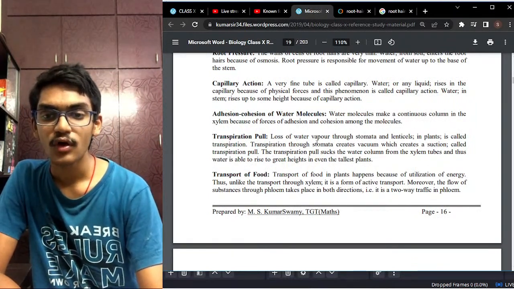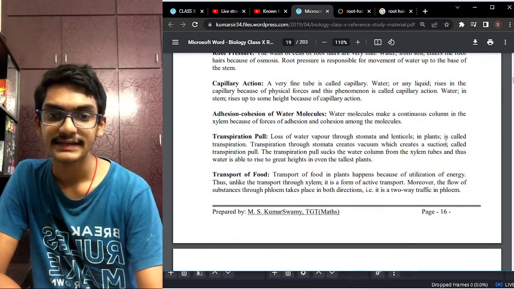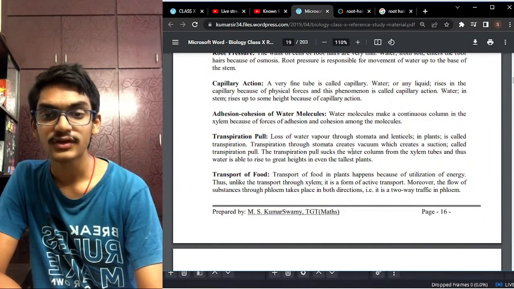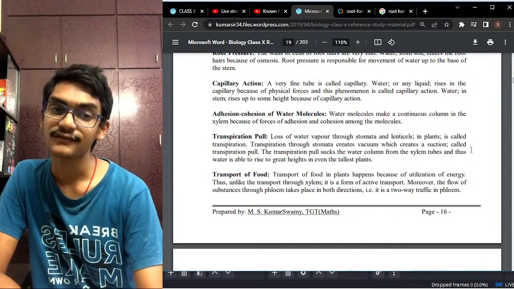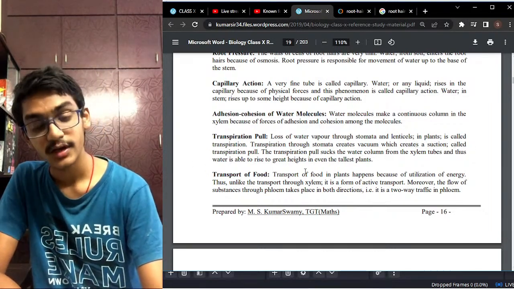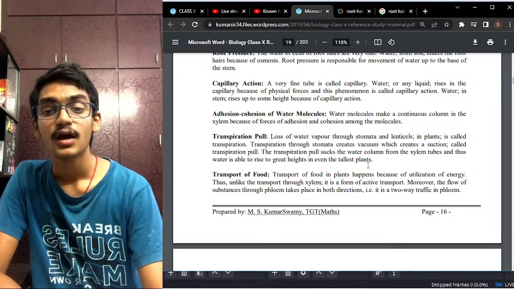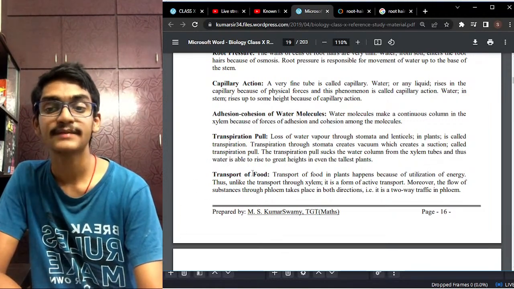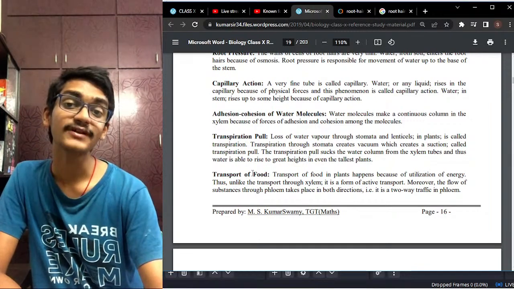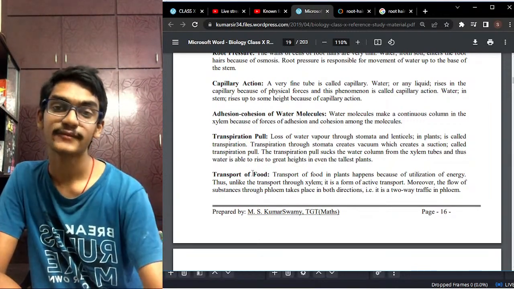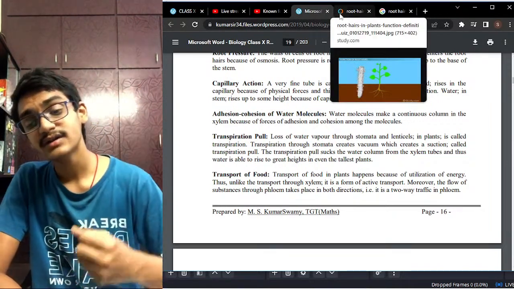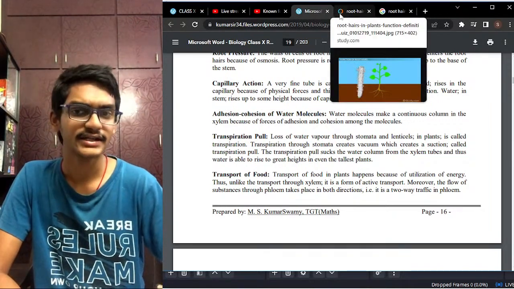The loss of water through the stomata and lenticels in plants is called transpiration, and transpiration through the stomata creates a vacuum, a kind of suction called transpirational pull. This transpirational pull sucks the water column up the xylem tubes, and thus the water is able to rise to greater heights even in the tallest plants.